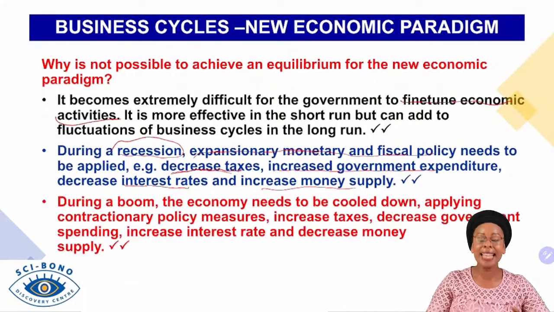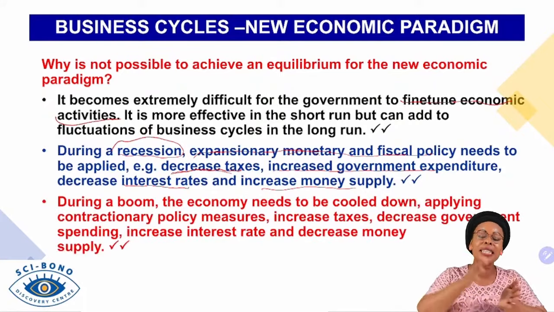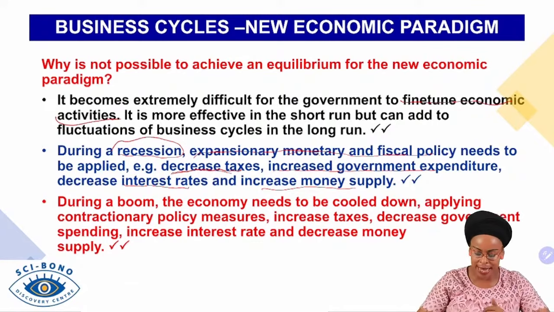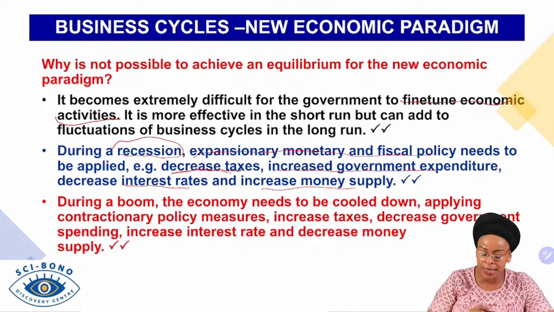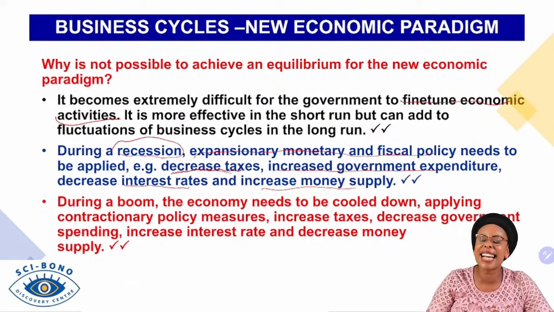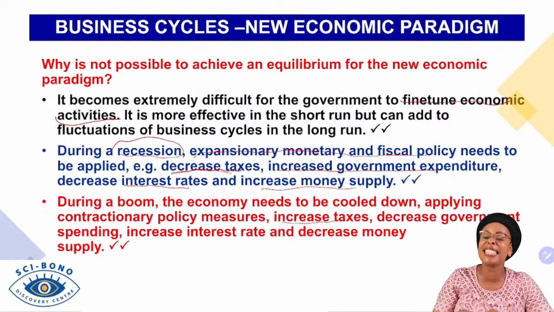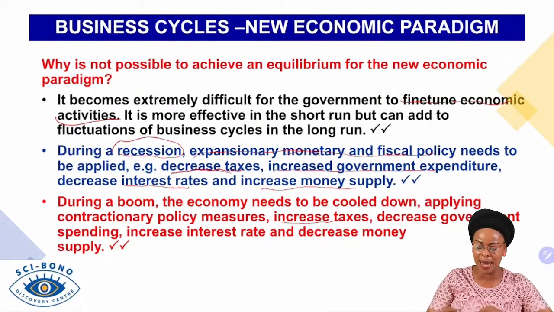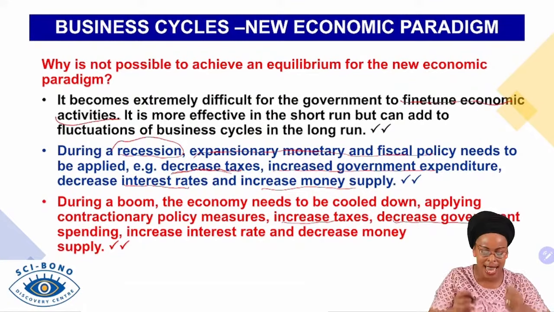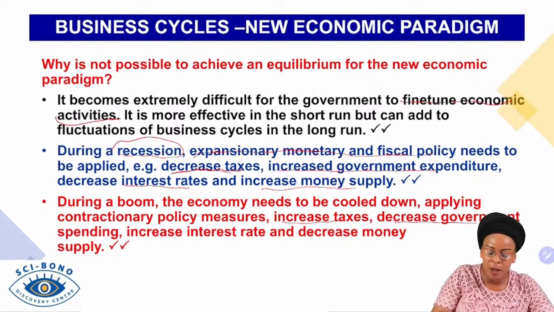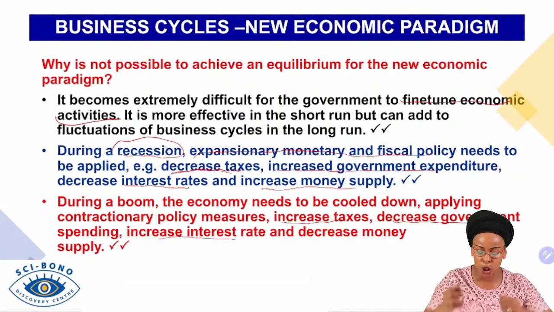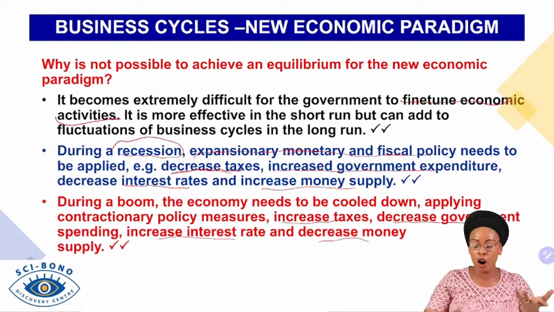And then during the boom, that is during the expansion phase, during the upswing phase of the business cycle, government can cool down the economy by using contractionary policy measures, by increasing taxes to make goods expensive, to make workers have less money. Government can also spend less, inflation will be controllable. Government monetary policy, Reserve Bank can also increase interest rates so that we don't borrow too much and decrease the supply of money.